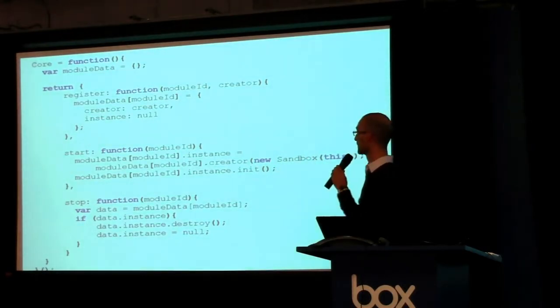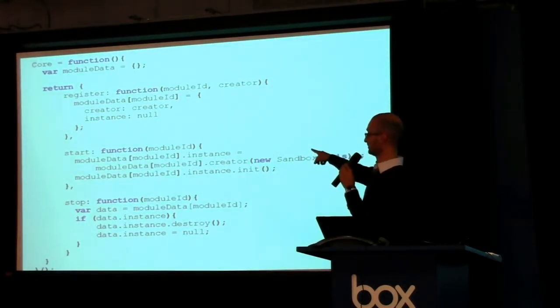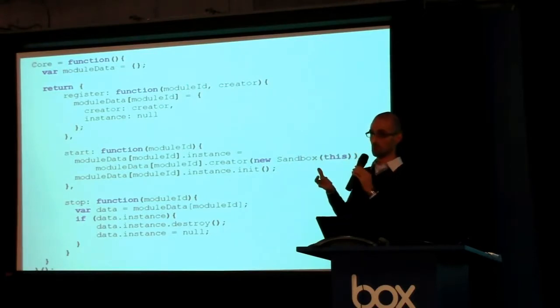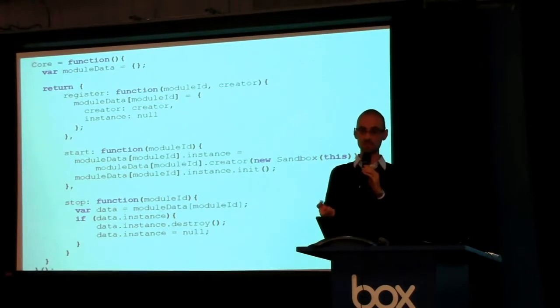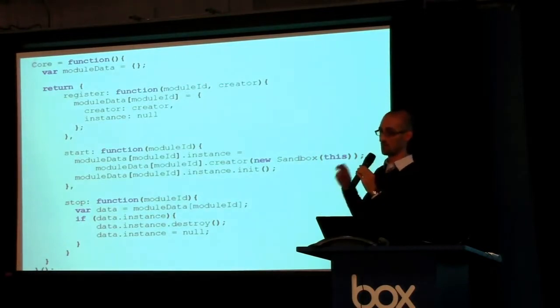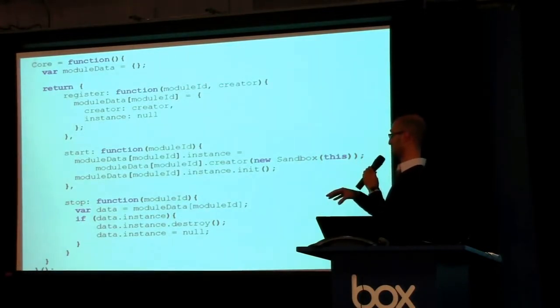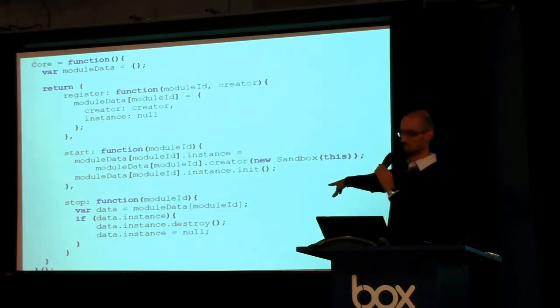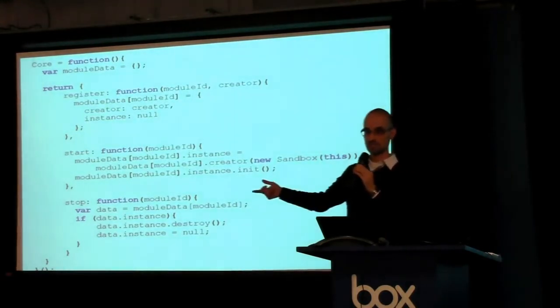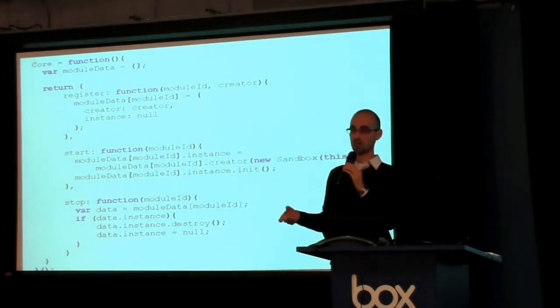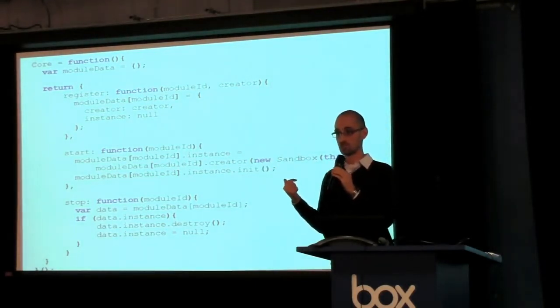Don't get too caught up in the actual implementation. It's not that important. But then when you start a module, you say, OK, I want to start this module ID, so I'm going to call the creator, and then I'm going to call init on it. I'm going to create a separate sandbox just for that module, so it can play how it wants to. And then the opposite. When you want to stop something, you can say stop, module ID, call destroy on it, and then clean up any memory that's associated with it.